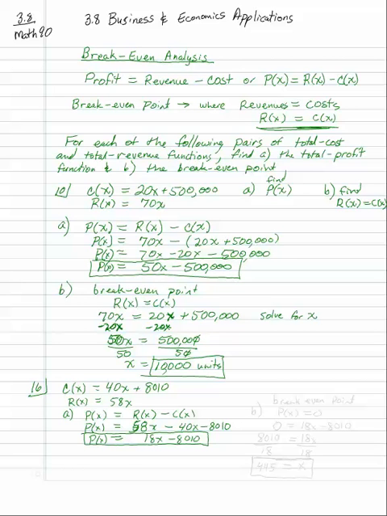Now another way that you can do the break-even point: basically the profit function. To break even, you're basically saying you're not going to lose money, you're not going to make money. So you can set this equation to 0. That would be an alternate way to do it.